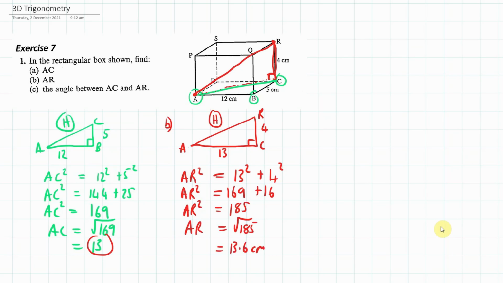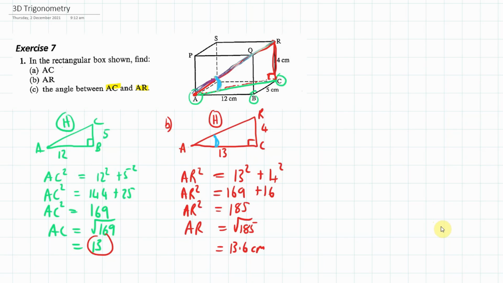centimeters. Now the last thing that I have to find is the angle between AC and AR. So AC is the green line that we did in the first one, and AR is this length that we've just found here. So the angle between them is this angle here. Okay, that angle there, which is this angle here on our diagram.